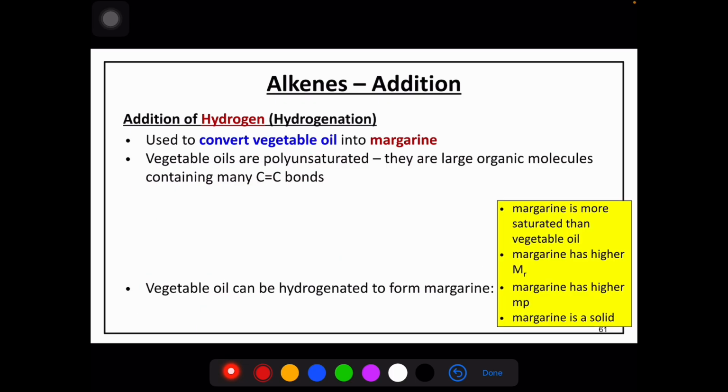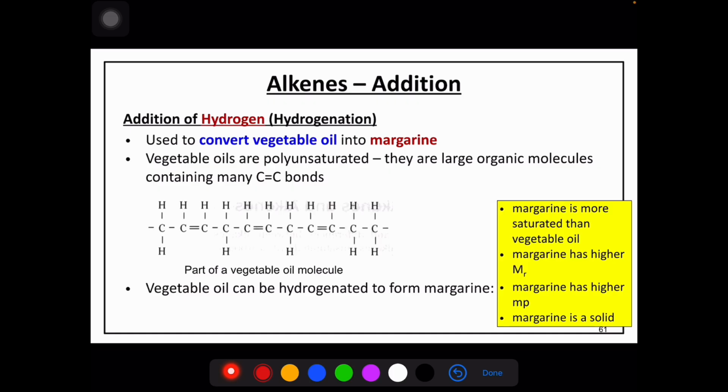Just to expand a bit on the first one, hydrogen. It's used to convert vegetable oil into margarine. This is actually an application. You know the vegetable oil that we use for cooking, and the margarine that we spread on bread. Vegetable oil can be converted into margarine through the process of hydrogenation. Vegetable oils are what we call polyunsaturated molecules.